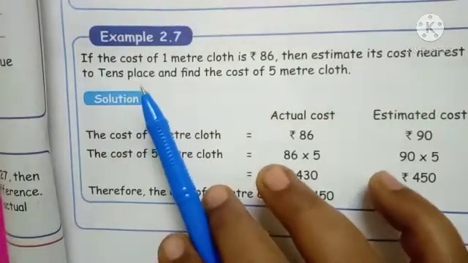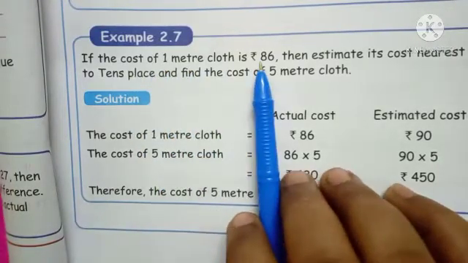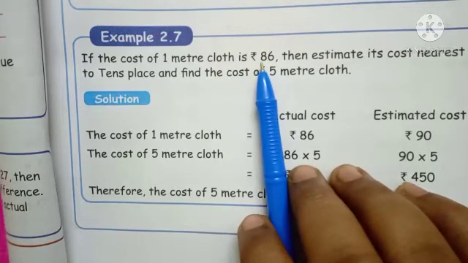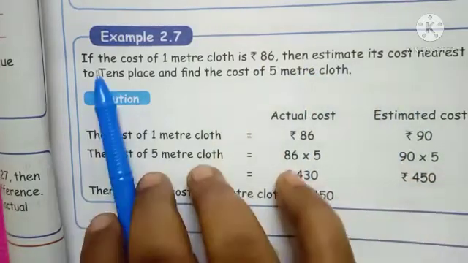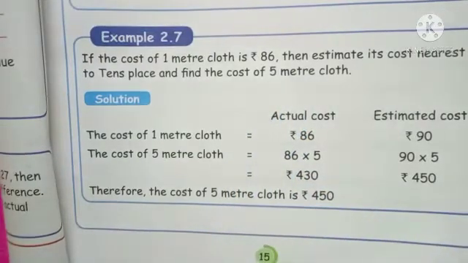So 15 subtract 10, you get the difference of 5 rupees. The next one is used for multiplication. If the cost of 1 meter of cloth is 86 rupees, then estimate its cost to the nearest tens place and find the cost of 5 meters of cloth. So this is for the multiplication.